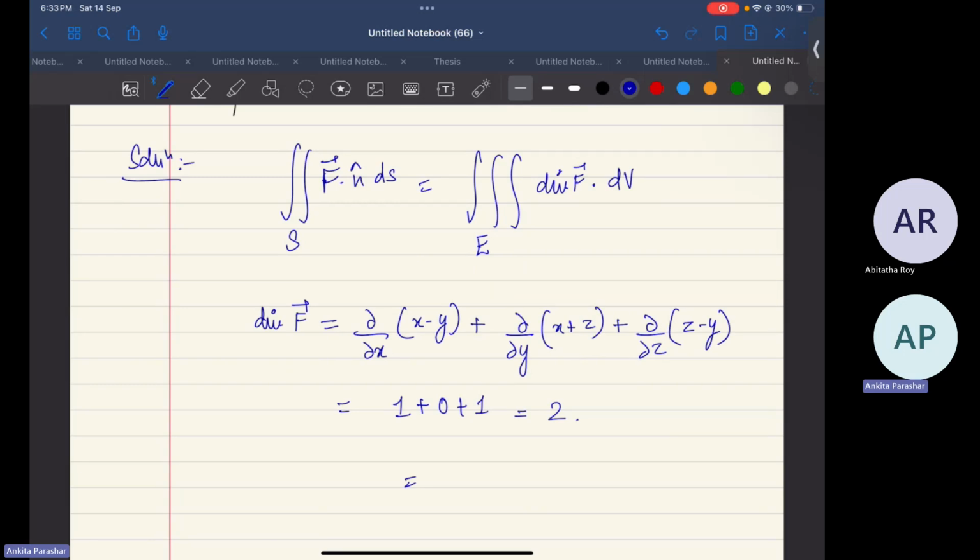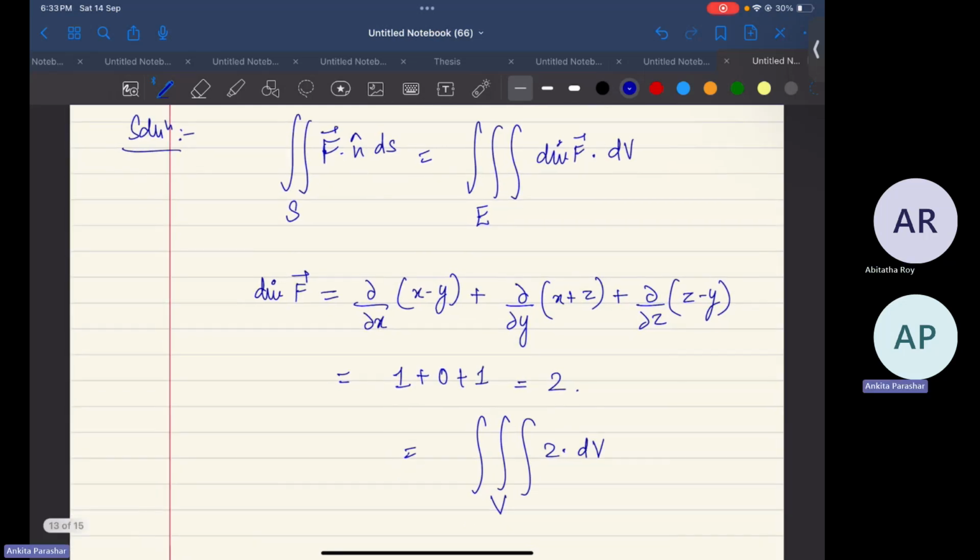What do you want to compute here? You want to compute 2 times the volume. This is 2 times dV over E. Can you tell me what this quantity is? Isn't it the volume of the cone?